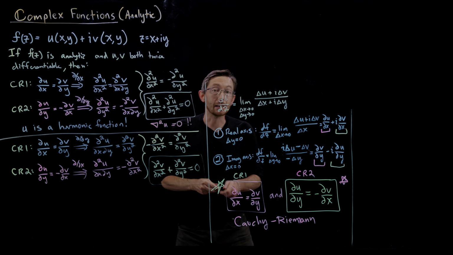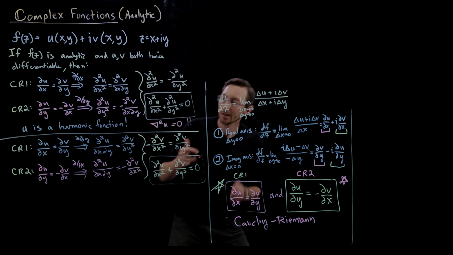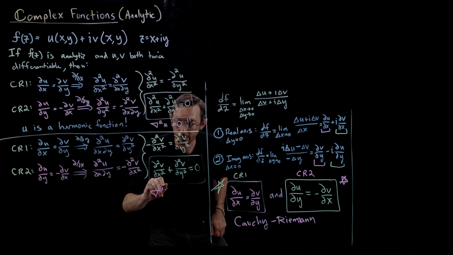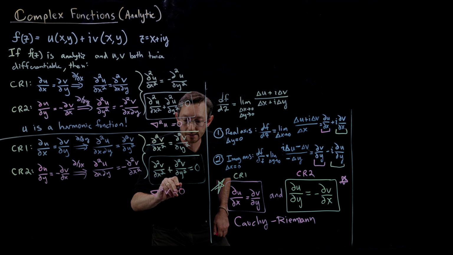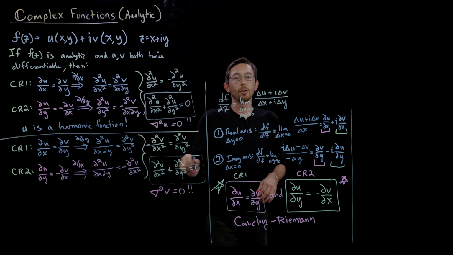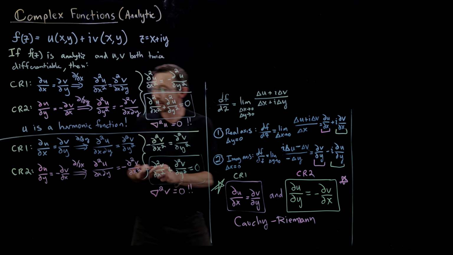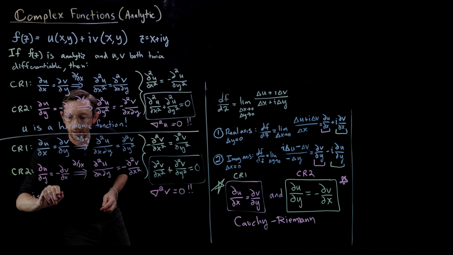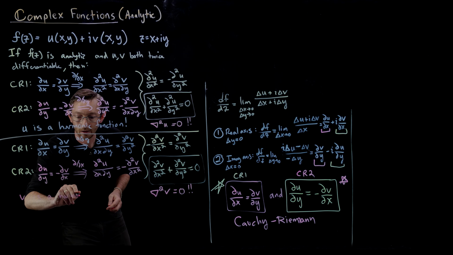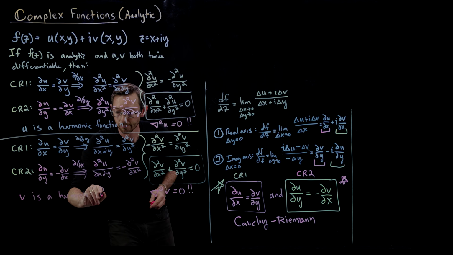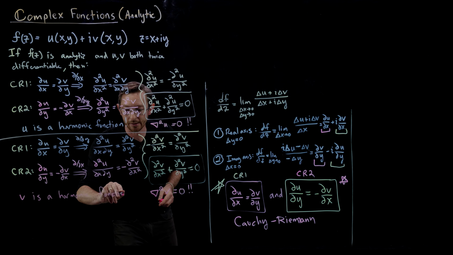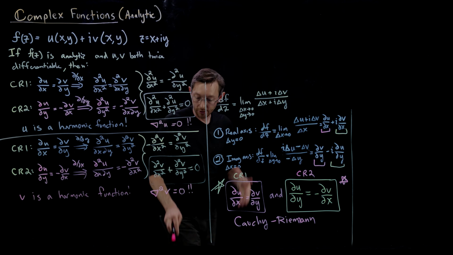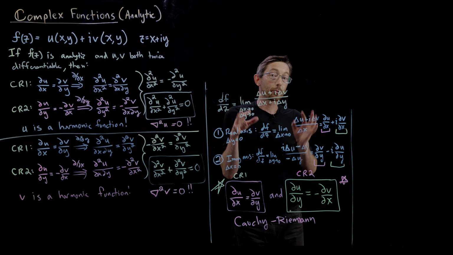Again, v is a solution of Laplace's equation. So the Laplacian of v equals 0 as well. Let's give it 2 exclamation marks as well. So v is also a harmonic function, meaning it's a solution of Laplace's equation. It is a harmonic function. Very, very interesting, okay? So this is pretty cool, right?